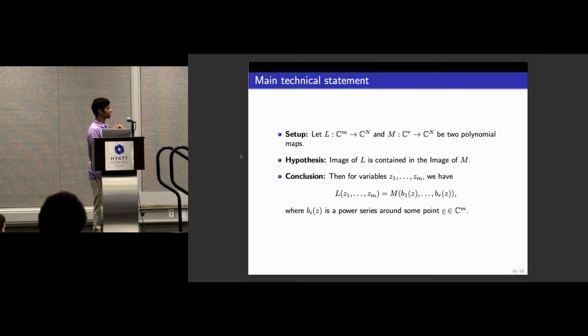Here's an example. It's going to be a very silly example. L is going to be the map from complex numbers to complex numbers that goes from x to x squared. M is going to be the map from the complex numbers to complex numbers, which is the identity. Clearly, the image of L is contained in the image of M. But what would this power series be in that case? In this case, the power series would be square root of x.